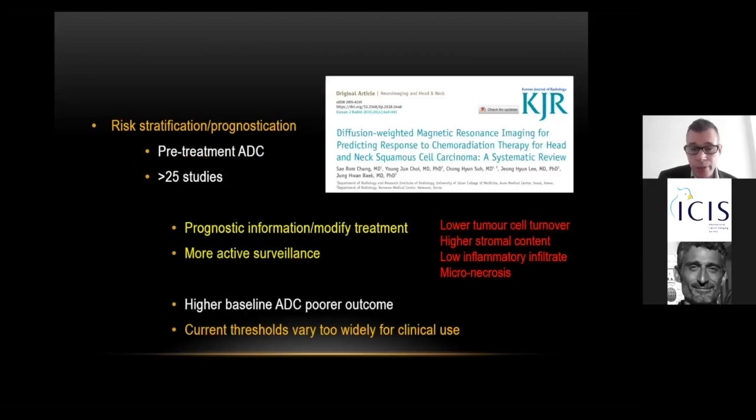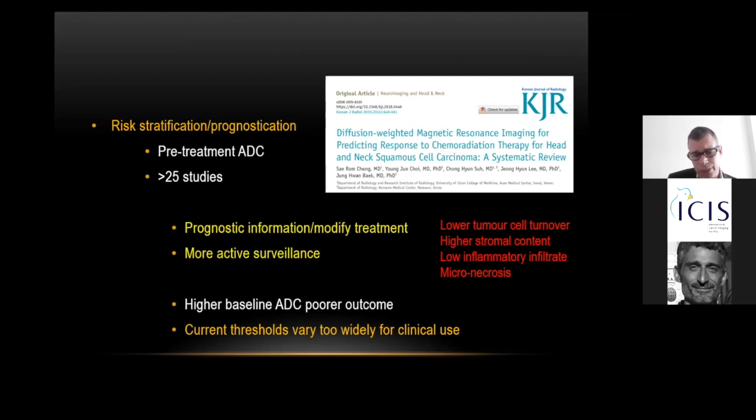There's a huge amount of data on this, more than 25 studies, and what they've generally correlated is the pre-treatment mean ADC with subsequent response to chemoradiotherapy in those tumors that are treated in such a way. This has management implications. For instance, it may require modification of treatment if we suspect that there's going to be a poor response, and may require more active surveillance.